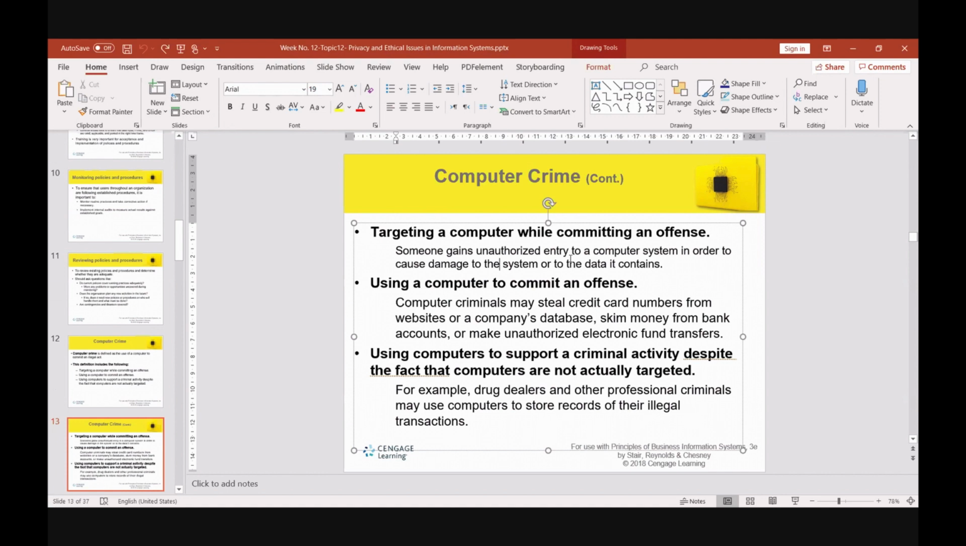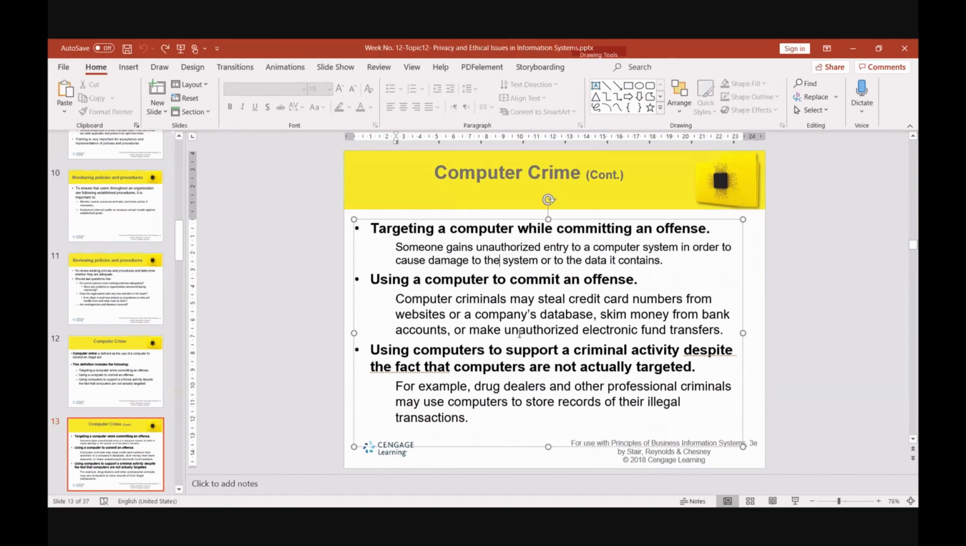So you are using a computer to support criminal activities. Drug dealers and professional criminals may use computers to store records of their illegal transactions. In movies, I think you have noticed many drug dealers use some technology, their computers, with a special password for their accounts and documents, all details about the money, and they're transferring money from here to there. So these are different types of the crimes that we usually see. And they have subcategories, which we will discuss in detail later on.